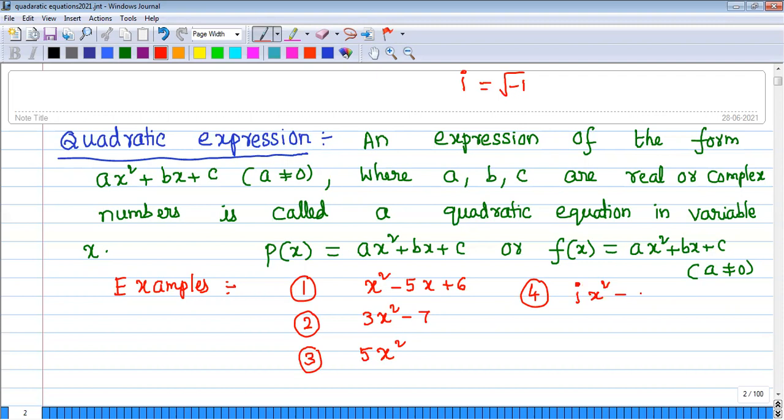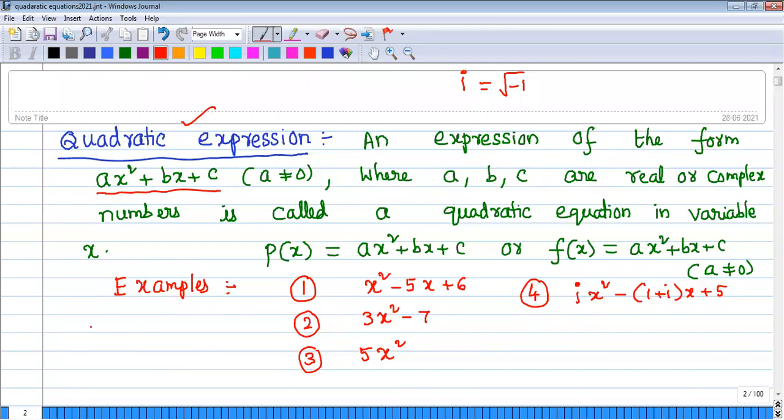Even you can write like this also: i x square minus of (1 plus i) into x plus 5. Here actually i, minus of (1 plus i) are the complex numbers. a, b, c may be complex numbers or real. If it is in the form of ax square plus bx plus c, then it is called a quadratic expression. These are the examples for the quadratic expression.